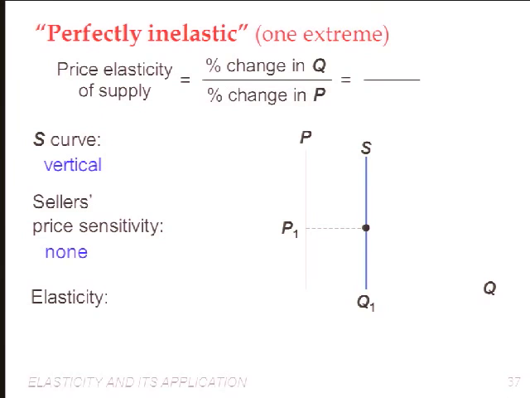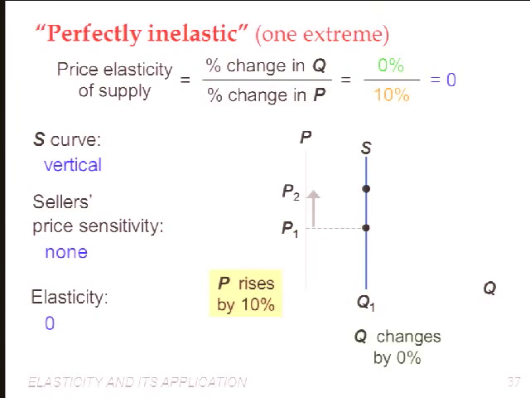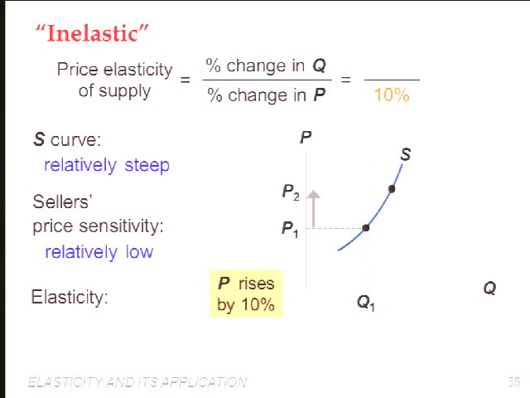Unit elastic, going through the same process. Price rises by 10%. The quantity must rise by the same percentage if we're going to have a unit elastic result of 1. Elastic, now there's much greater sensitivity than there was in any of the prior examples. Prices rise by 10%. The quantity rises by much more than 10%, and thus we have a measure of elasticity that's greater than 1.